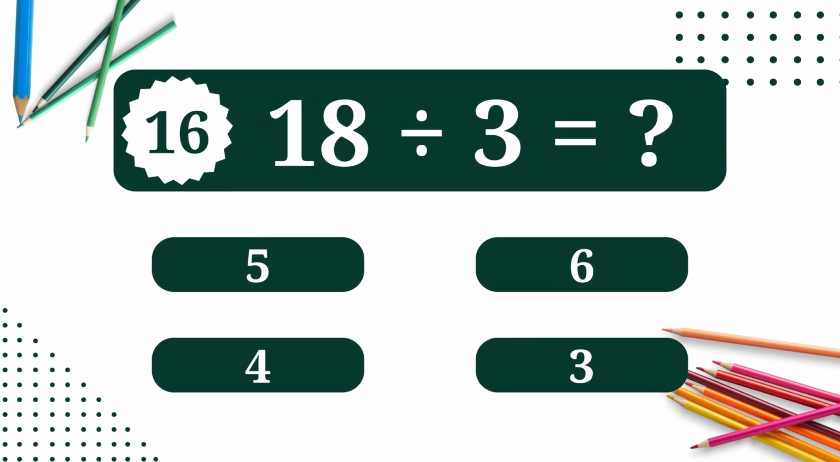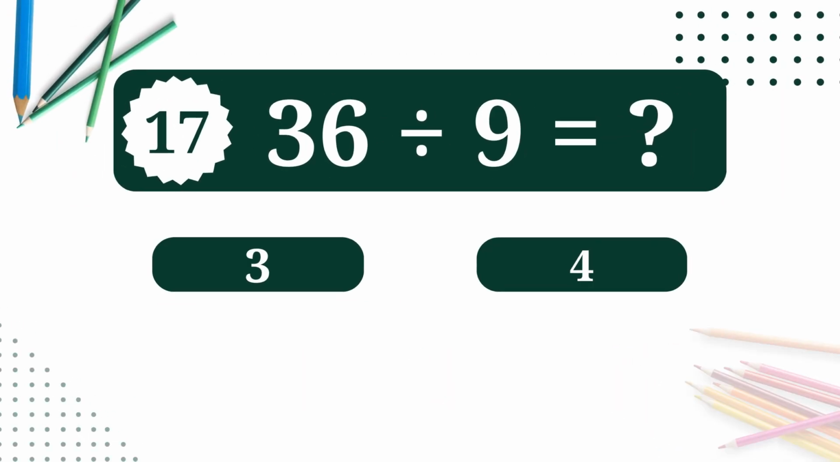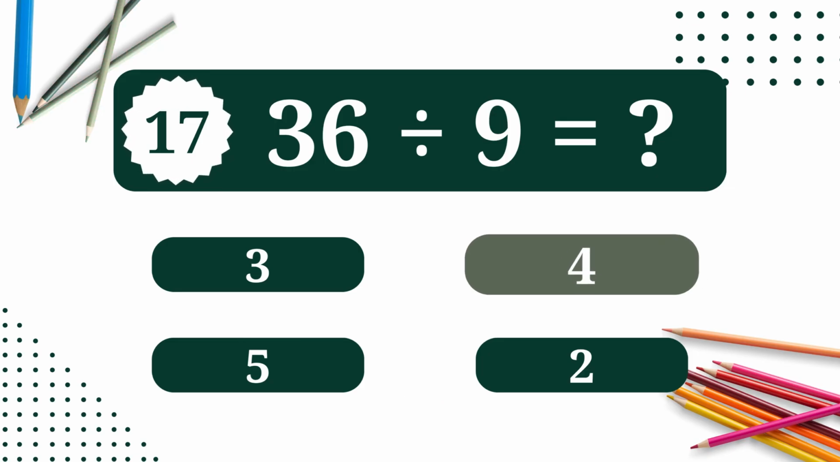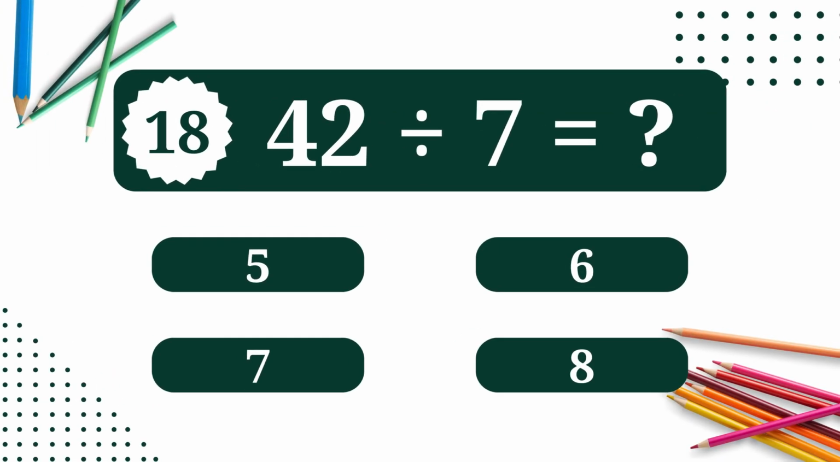Question 16. What is 18 divided by 3? Six. Question 17. What is 36 divided by 9? Four. Question 18. What is 42 divided by 7? Six.